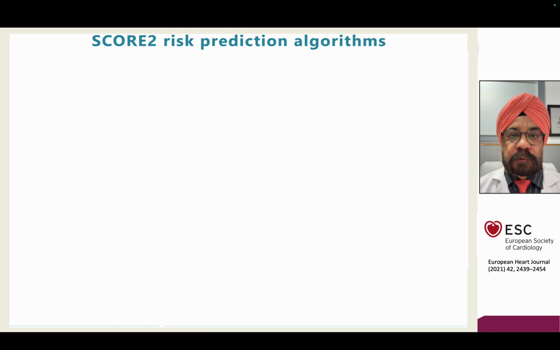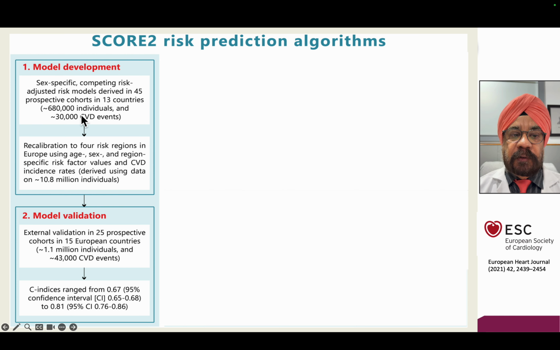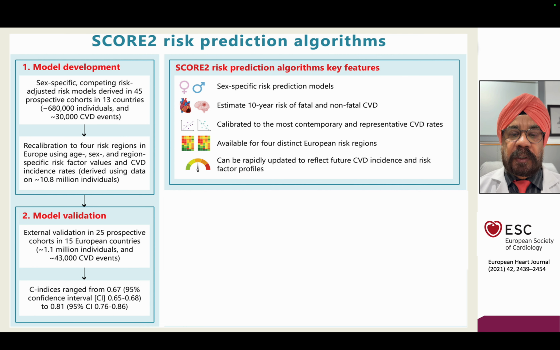Let us try to use this SCORE2 risk prediction algorithm. How was it developed? A very large number of normal people were taken, and there were more than 30,000 cardiovascular events. So we have very robust data, but we also applied this data in a prospective analysis to see how the scoring system works, and it worked well. Then they came out with these guidelines. You choose the sex, estimate the 10-year risk of fatal and non-fatal CVD, and then you put in various European risk regions to calculate.